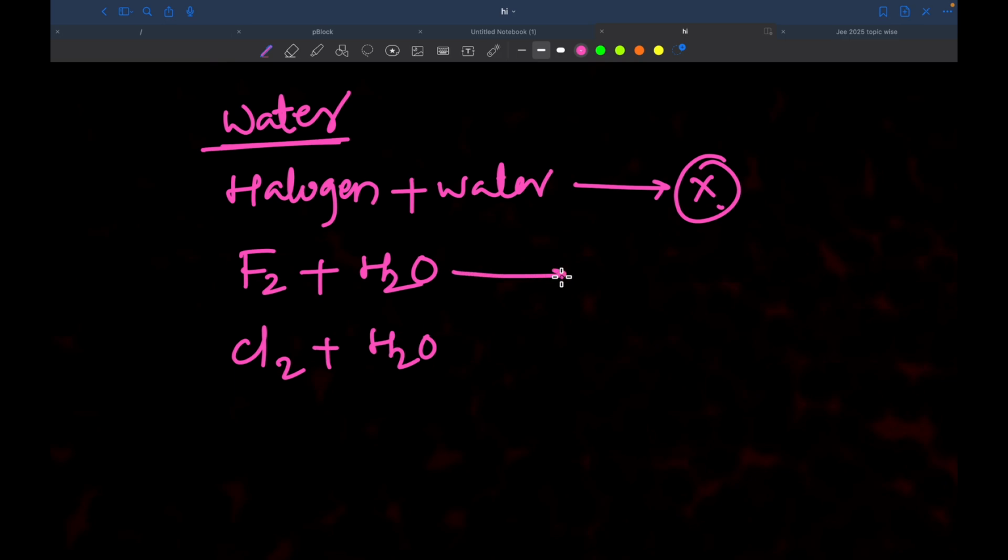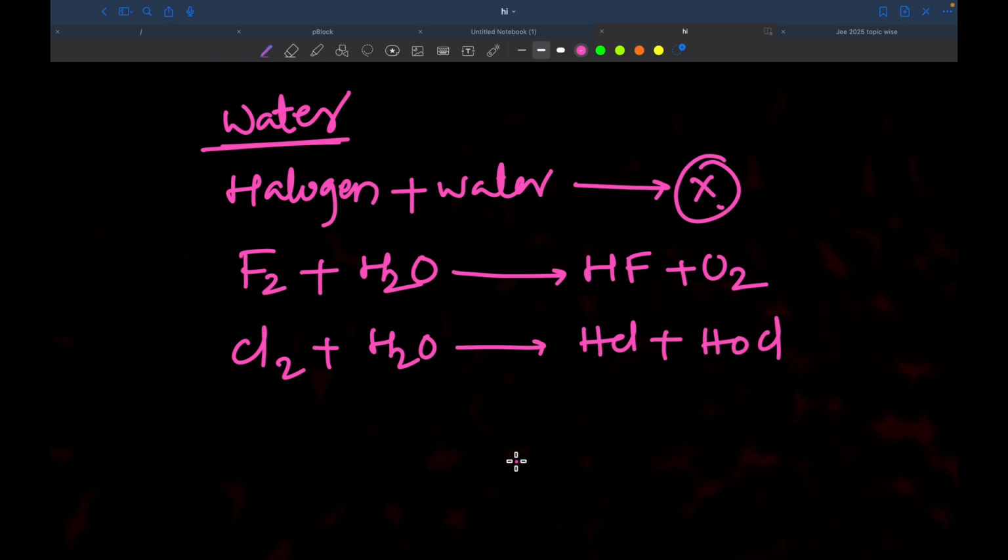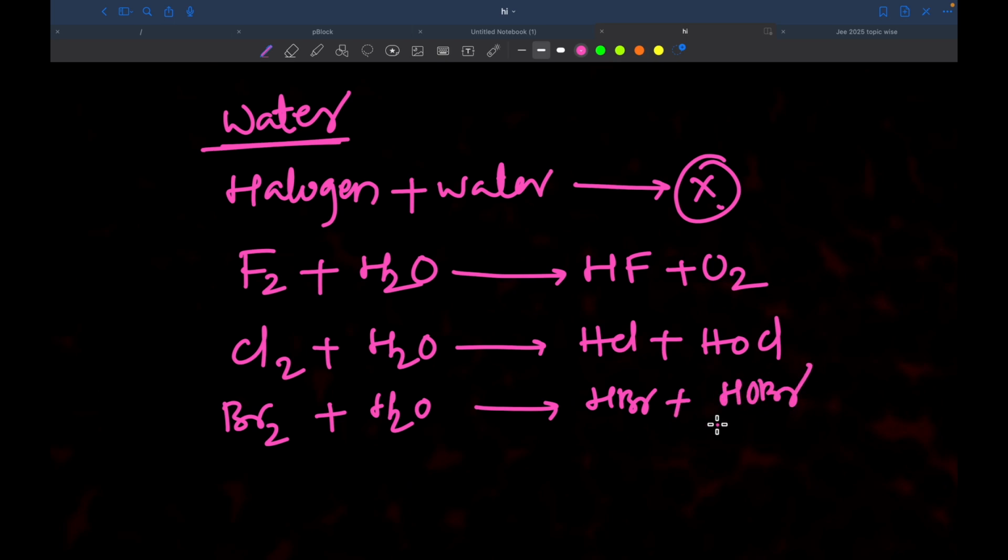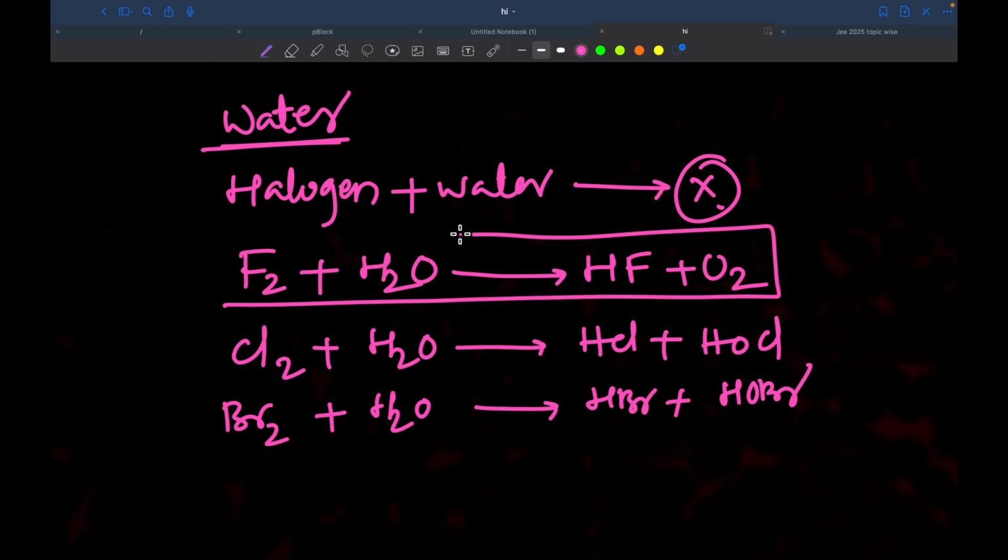So what do we get here? We will get HF, and oxygen gas is released. Whereas here, we will obtain HCl plus HOCl, right? Even Br2 also reacts with water in a different manner, which gives us HBr plus HOBr. So the first reaction is evident of the oxidizing property of fluorine.